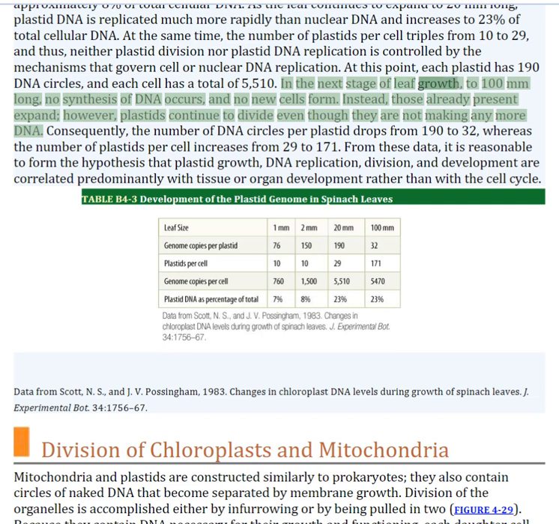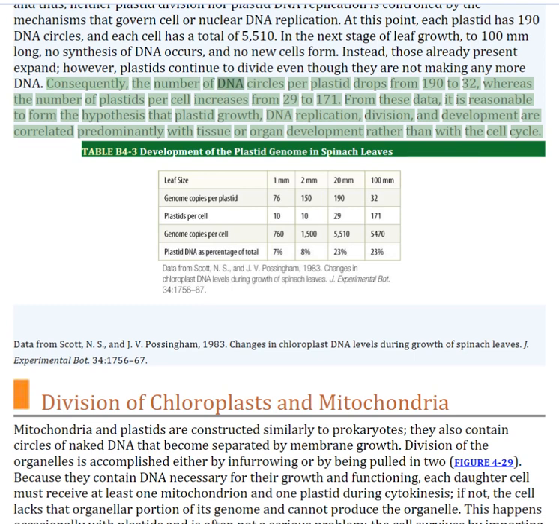In the next stage of leaf growth, to 100 mm long, no synthesis of DNA occurs, and no new cells form. Instead, those already present expand. However, plastids continue to divide even though they are not making any more DNA. Consequently, the number of DNA circles per plastid drops from 190 to 32, whereas the number of plastids per cell increases from 29 to 171. From these data, it is reasonable to form the hypothesis that plastid growth, DNA replication, division, and development are correlated predominantly with tissue or organ development rather than with the cell cycle.